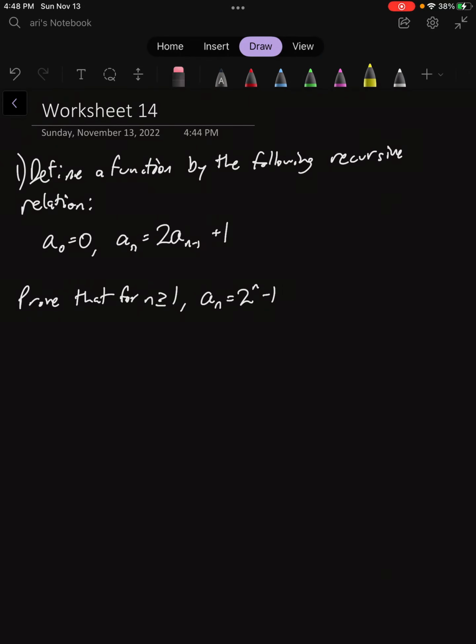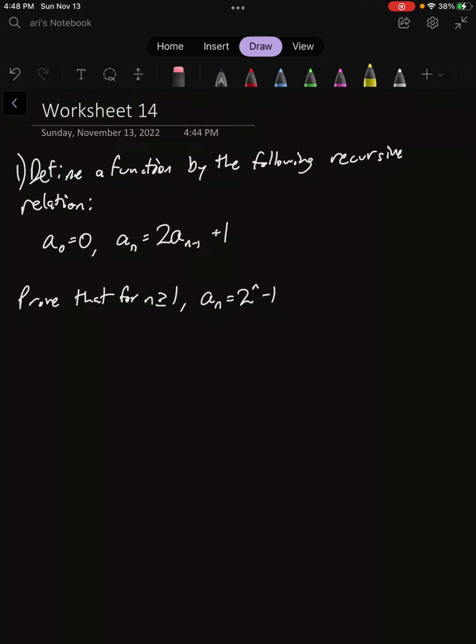Hey everyone. So I know this is coming out a little late, but we are going to work through worksheet 14 that was done on Thursday. The two problems that we're going to be working on today are both proofs by induction, and this time it's going to be applied to these recursive functions.